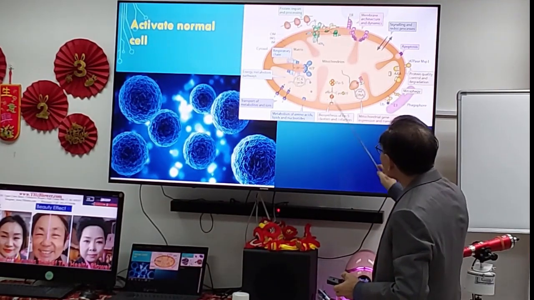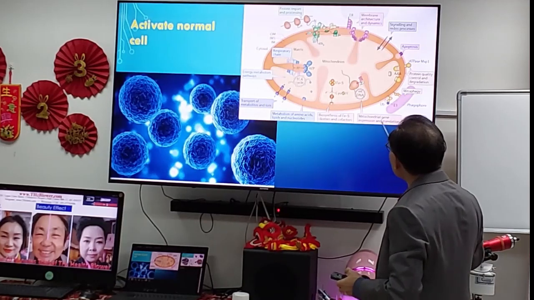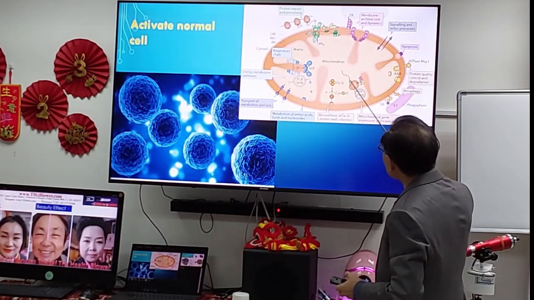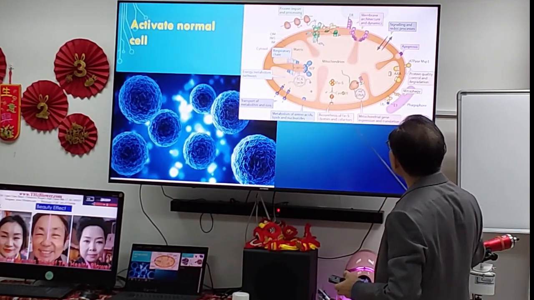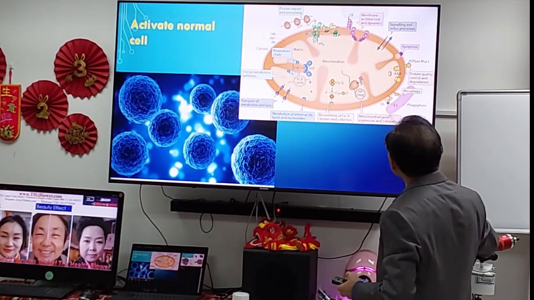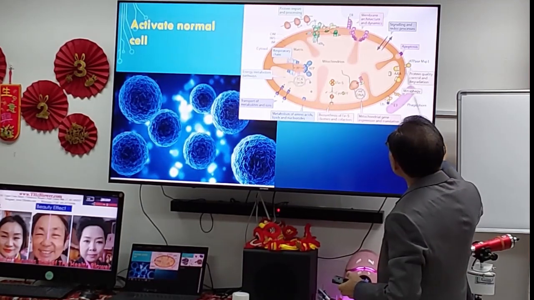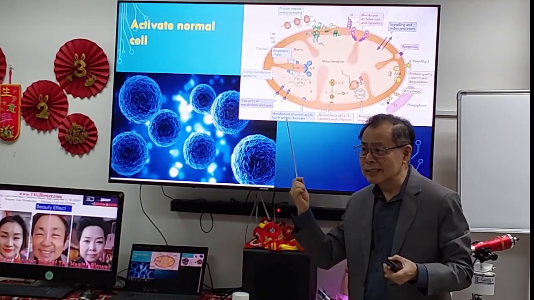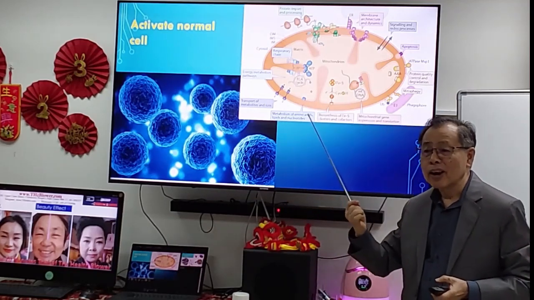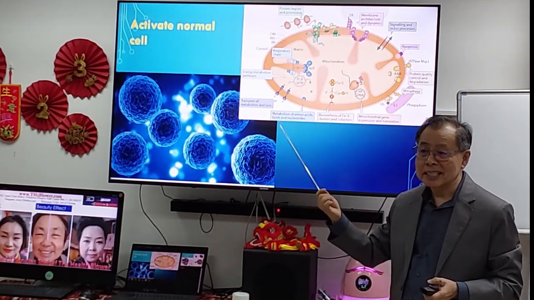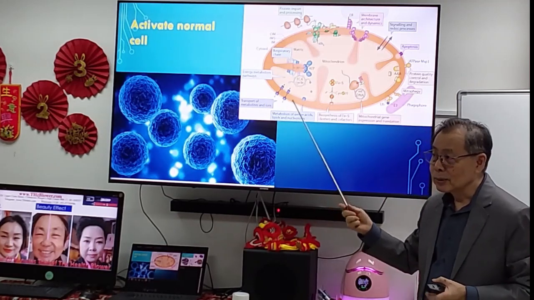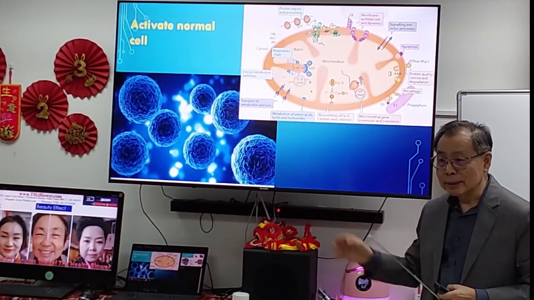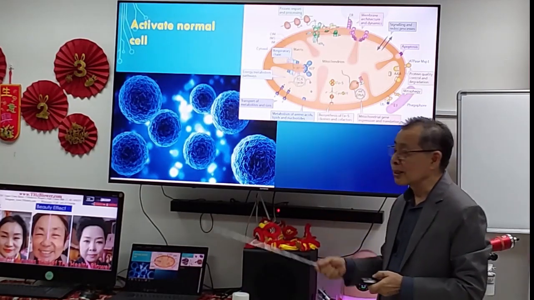It can synthesize all kinds of things. And it can translate genetic information to produce new proteins. It can gobble up waste products. It can cause cells to die. Signaling, all kinds of activities take place in the mitochondria. This is where all the activity of the cell takes place. And so therefore, there is a need to protect the mitochondria. And THz is able to do that. I will go into some details later on.